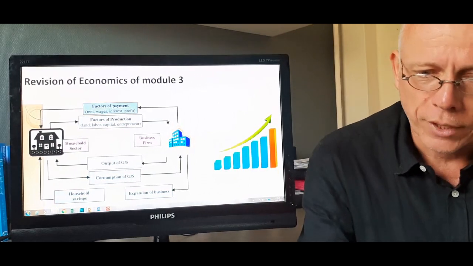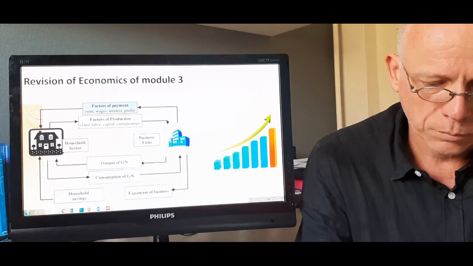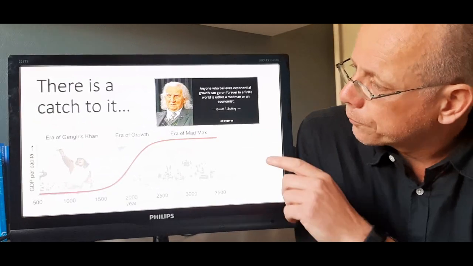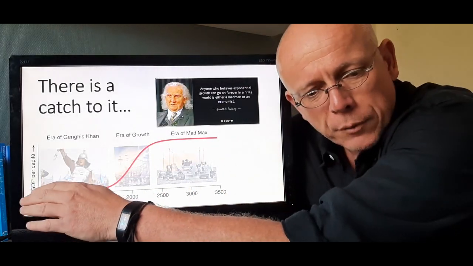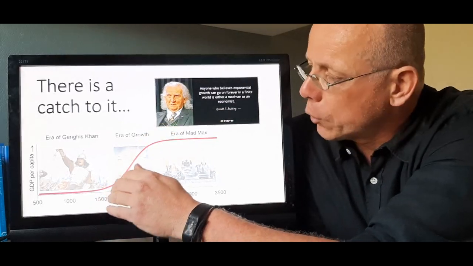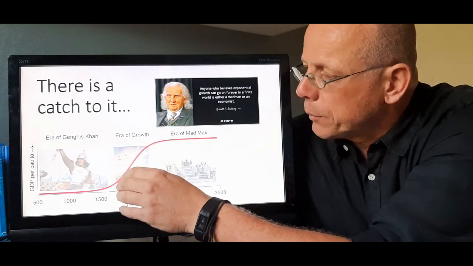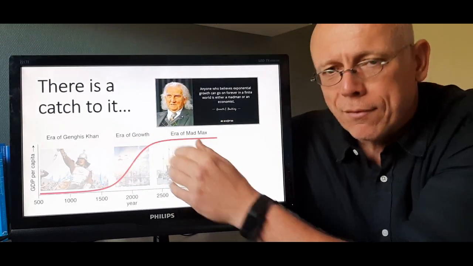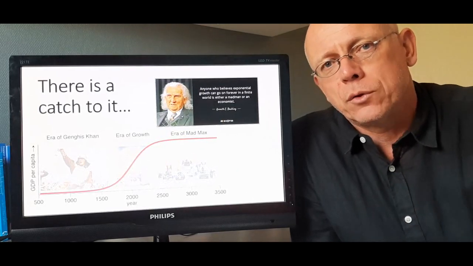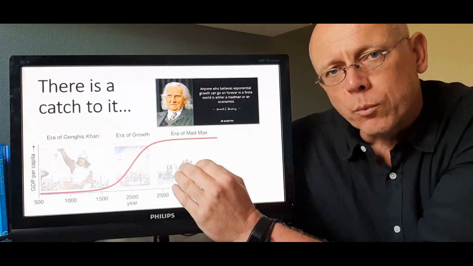Now, there's a catch to that. So let's have a look at the next slide. We come from a period where there was nothing. And then we enter our era of growth. We're growing, growing, growing. However, we can't keep growing, because if we keep growing, everything will run out, because we are living on a planet with finite resources. So there's an end to everything. The growth has to stop somewhere.